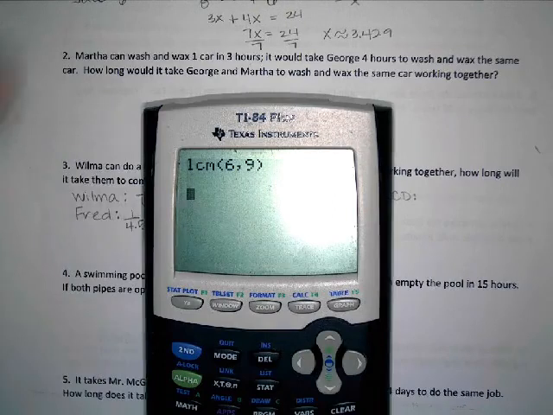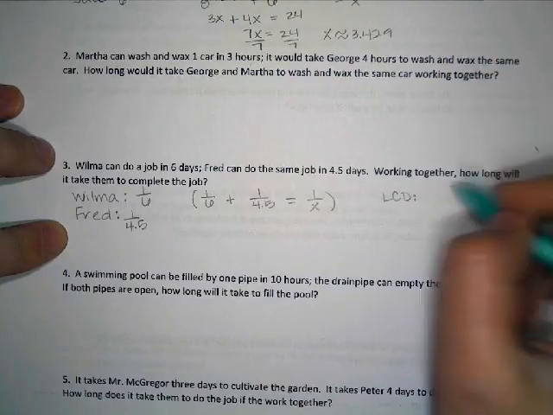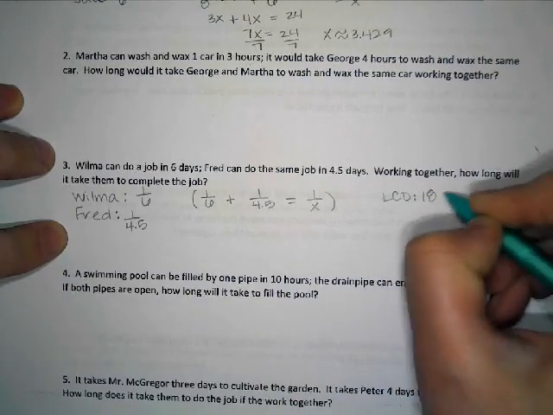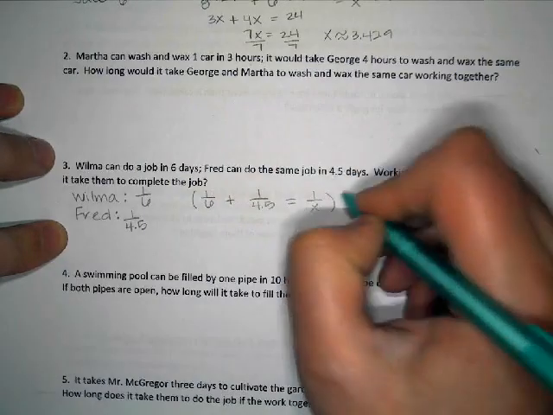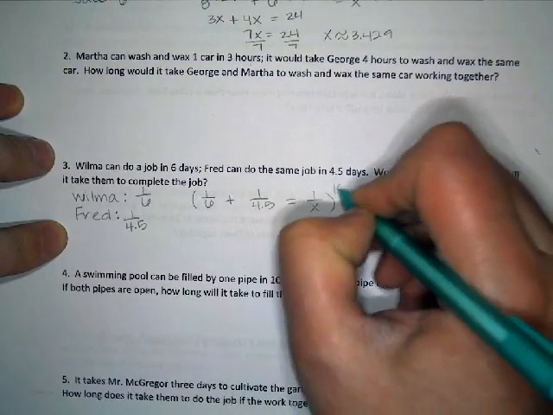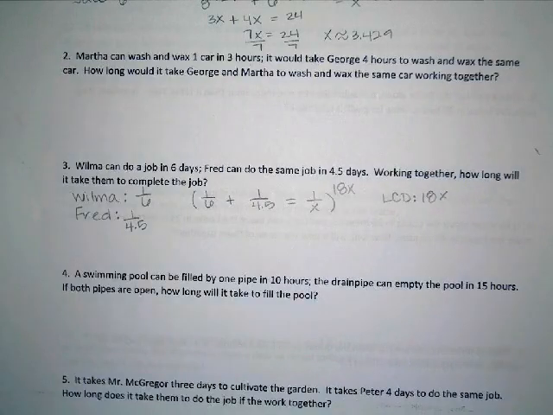Is 18 the lowest common multiple? Is it the lowest common denominator for 4.5? Probably. Am I too worried about it? Honestly, I'm not. I just know it's going to work. If 4.5 goes into 9, then it's going to go into 18. So I'm going to use 18x. But that's my strategy for this one.